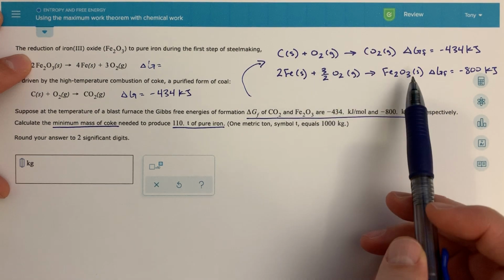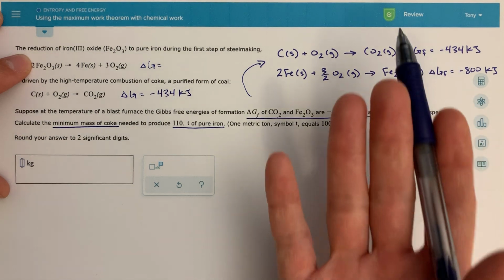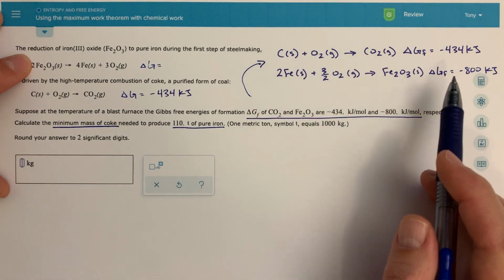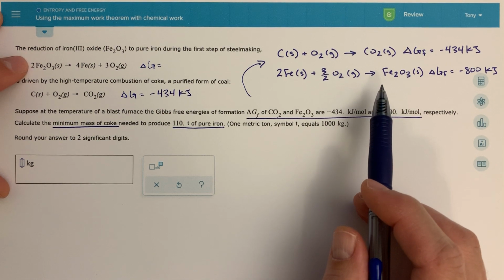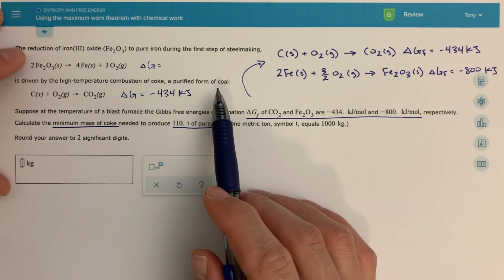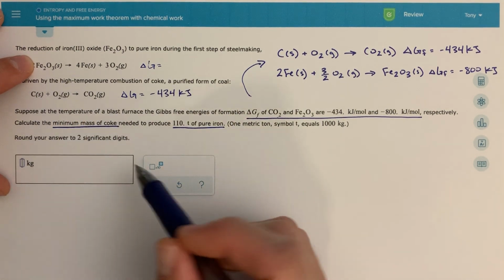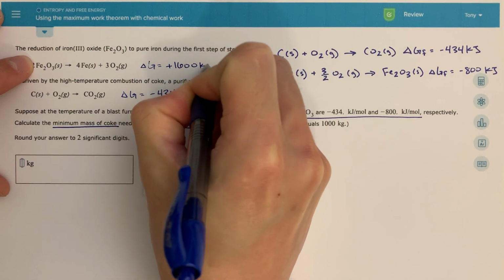If I flip this reaction over, the sign on my delta G will flip as well. So if I flip the reaction over, I'll get a delta G of positive 800 kilojoules. And then if I multiply by 2, if I look at my coefficients here, I need to multiply all of these by 2 in order to get to the coefficients that I see in this reaction over here. So I can see that my delta G for this reaction will be plus 1600 kilojoules.